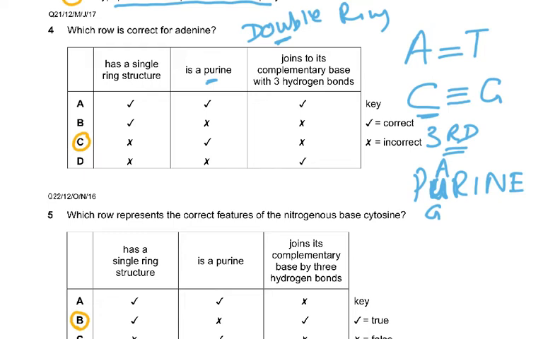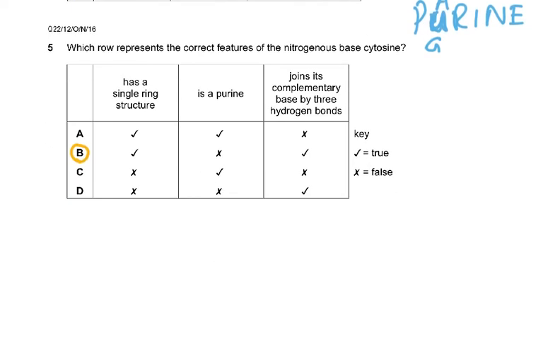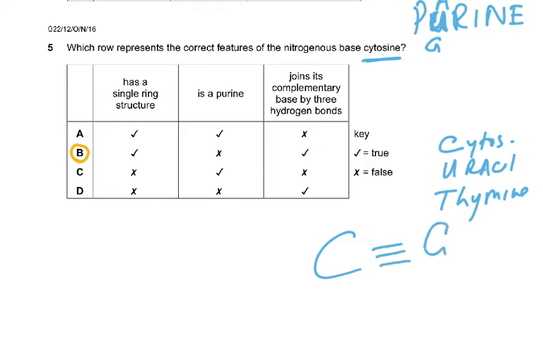Joins to its complementary base with three hydrogen bonds. No, that was wrong. C and G have three hydrogen bonds. Now there's something you need to memorize. Which row represents the correct features of the nitrogen base cytosine? Now, if adenine and guanine are purines, then the others are cytosine, uracil, and thymine. Please remember there are five bases that we talk about again and again in DNA and RNA. So, which represents the correct feature of the base cytosine? Cytosine has a single ring. It is not a purine and it joins by three hydrogen bonds. So three hydrogen bonds between cytosine and guanine. ATGC: AT has two, GC has three, and C is the third letter of the alphabet.